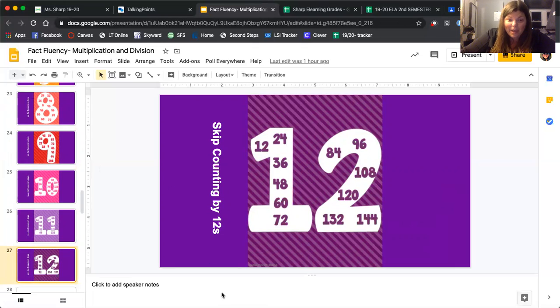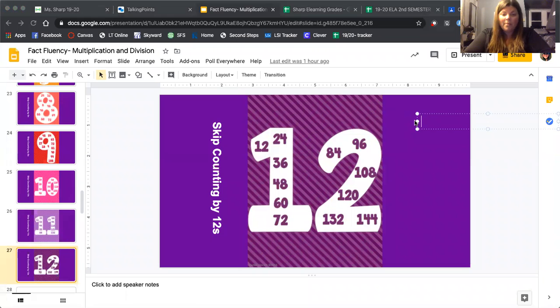Okay, so say my problem over here is 96 divided by 12. I'm going to use my 12 fact. I want to find the quotient. 12 is my divisor, so I'm going to go to my 12s. 96 is my dividend, so I'm going to count until I get to 96. So 1, 2, 3, 4, 5, 6, 7, 8. So 96 divided by 12 equals 8.